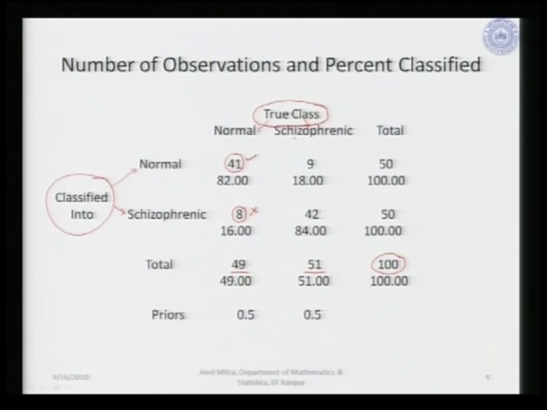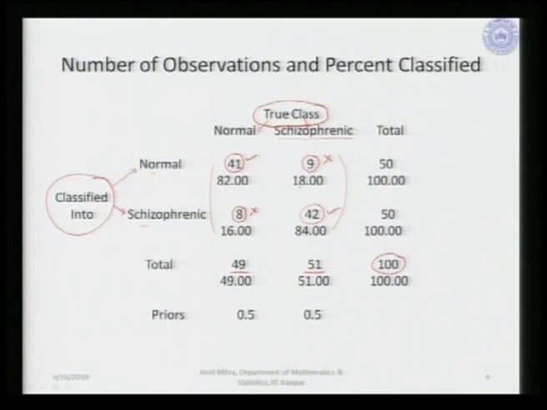Now, if we look at the other class, where the true class membership is schizophrenic, there are 51 such patients. From among those 51, we classify 42 of them into the schizophrenic class, and hence this is a correct classification. From among these 51 schizophrenic patients, 9 are classified as coming from the normal category of individuals, and hence this is a misclassification. So, this is the confusion matrix after we apply the Fisher linear discriminant function. Here these two are the correct classifications and these two are the wrong classifications.